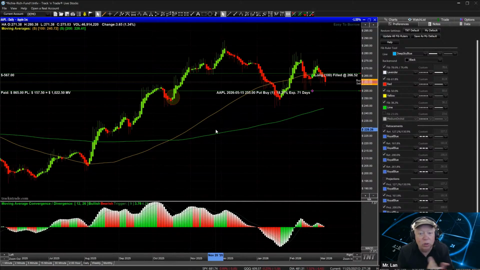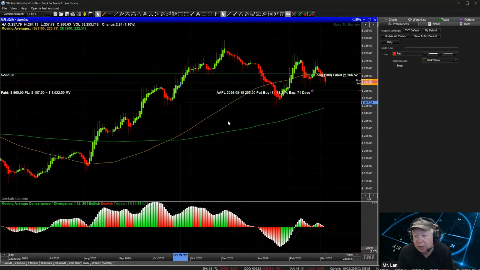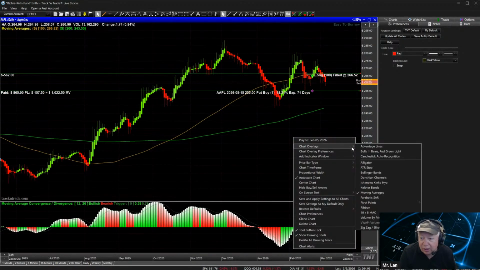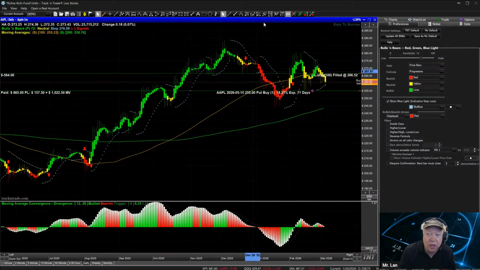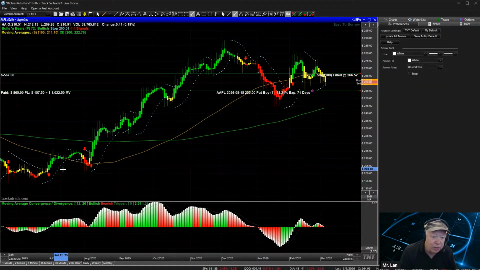So that's how this all works together in combination. So it just kind of helps you. It's another tool to just help you. And it's really good. I like it. And it helps you count your waves too. So the blue lights come in here.